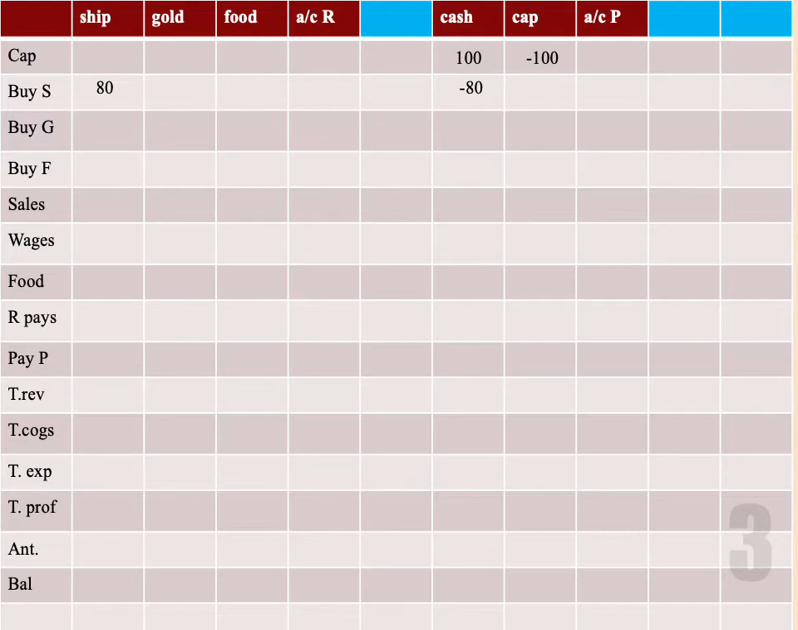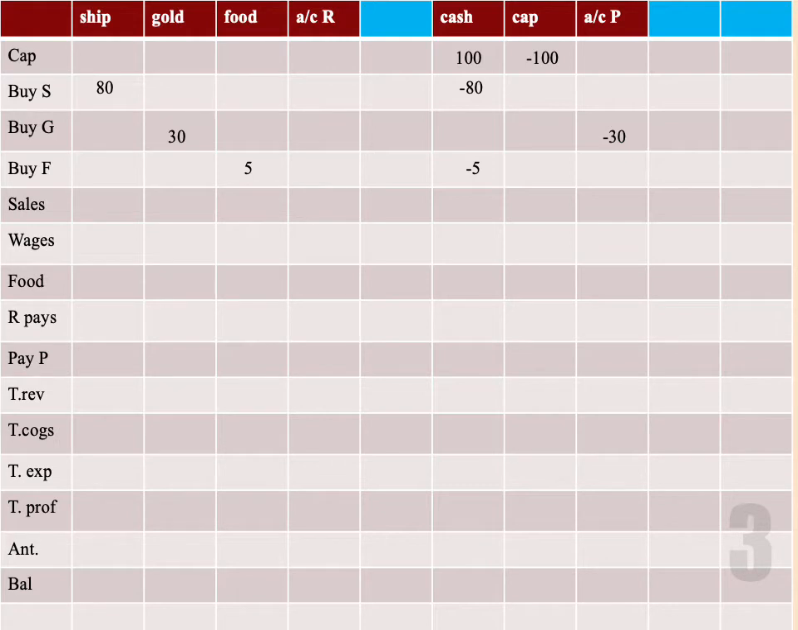He buys gold, which he's going to trade when he gets to Alexandria for spices, and he gets it on credit. So we have an asset column, gold, with 30 in it, and an accounts payable column, also with 30 in it, but of course minus to make it equal to 0. He buys provisions, food. The food column goes up, and cash goes down.